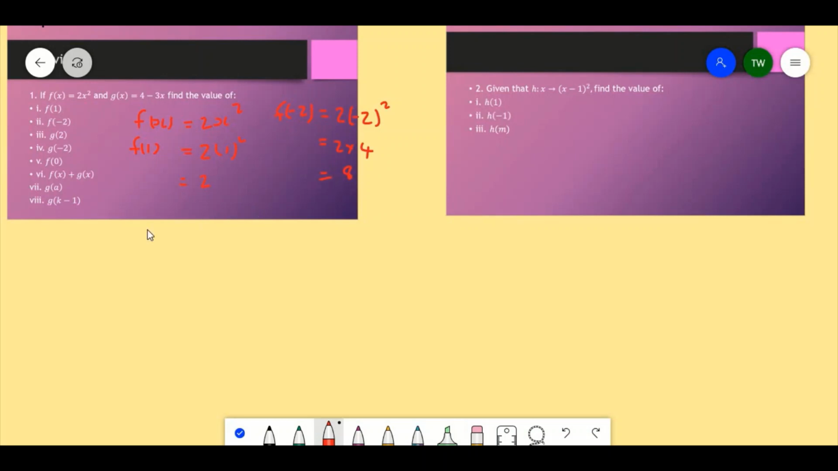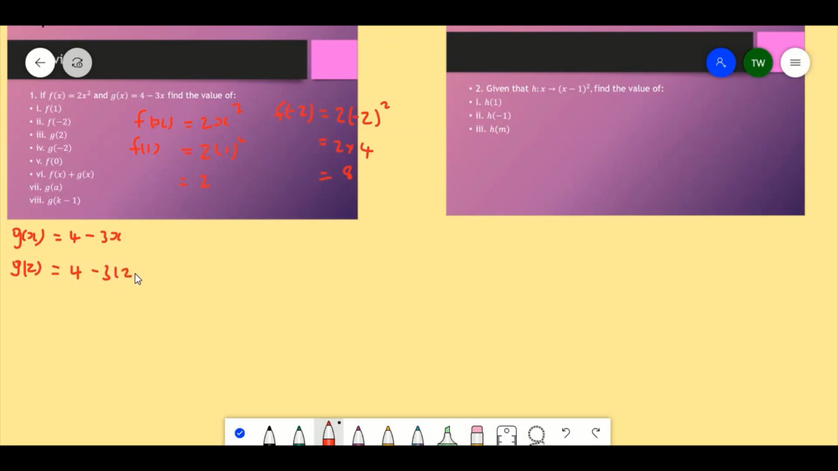We're also asked to find the value of g of 2. But we know that g of x is actually equal to 4 minus 3x. So therefore, g of 2 is going to equal 4 minus 3, open bracket. Instead of putting x, replace x with the value of 2.